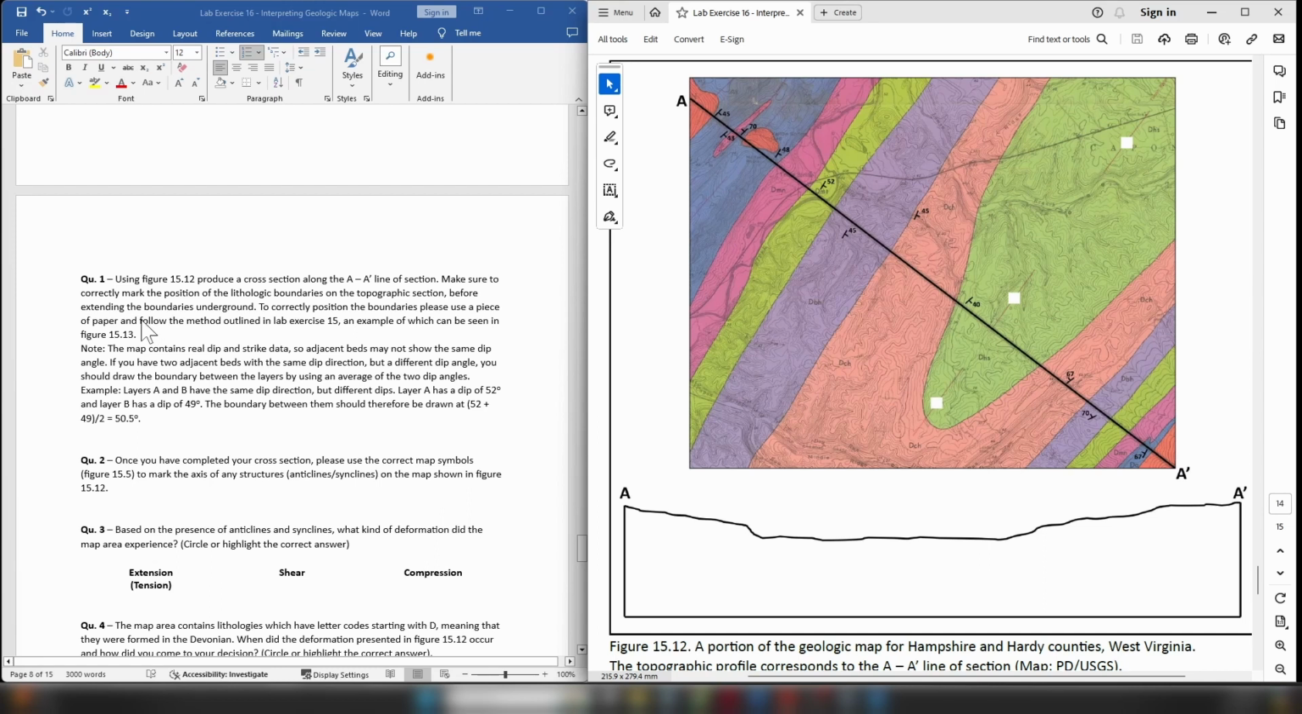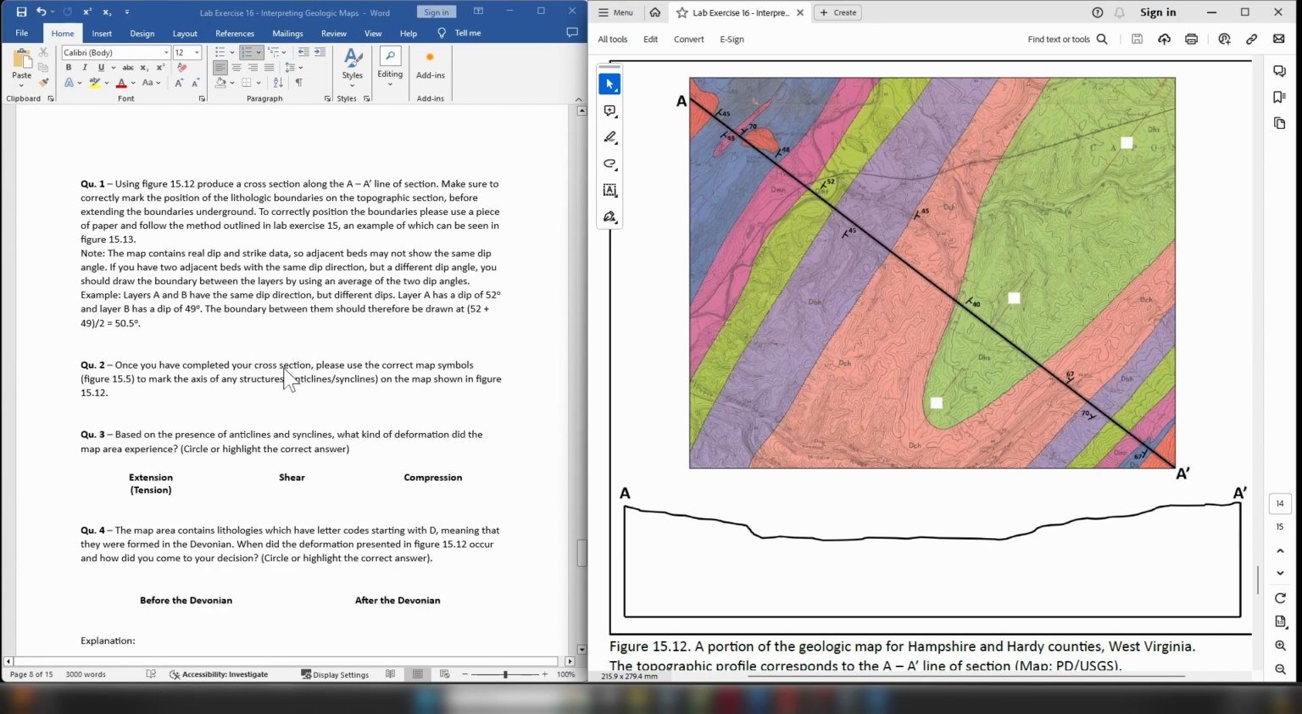So for question 1, you are going to be producing your cross section. And then for question 2, once you've completed your cross section, please use the correct map symbols on this figure to mark the axis of any structures, anticlines and synclines. So for question 2, this is when you're going to draw the arrows on the map telling me whether it is an anticline or a syncline. And of course, that is going to be based on your cross section.